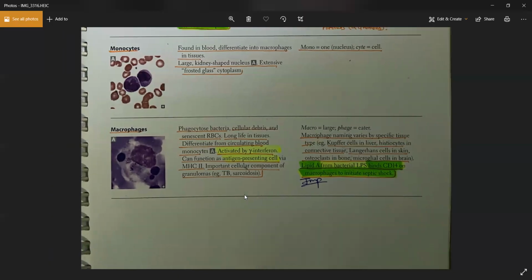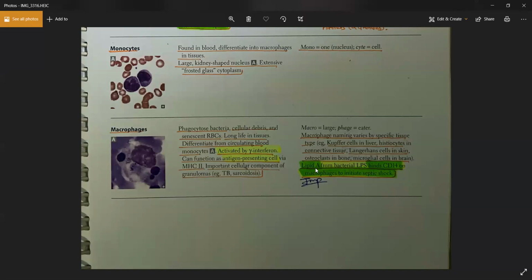So a specific type of macrophage exists in specific tissues. For example, in the liver, you call them the Kupffer cells. In the skin, you call them the Langerhans cells, right? In the connective tissue, you call them the histiocytes, right? In bone, you call them the osteoclasts. And that's why the osteoclasts are multinucleated cells, right? Because many macrophages will fuse and form the multinucleated osteoclasts in the bone, right? In the brain, you call them the microglial cells.